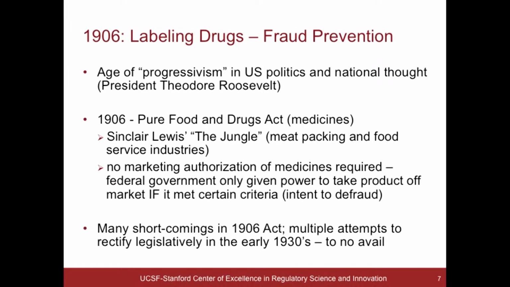And so in 1906, the Pure Food and Drugs Act was passed by the U.S. Congress, and this was the first time that the federal government was given the power to actually remove a product from the market if indeed it was fraudulent. As opposed to how these authorities have further evolved, this was not a marketing authorization in any kind of sense like we think today. In fact, they didn't even need a marketing authorization in order to put products on the market in 1906.